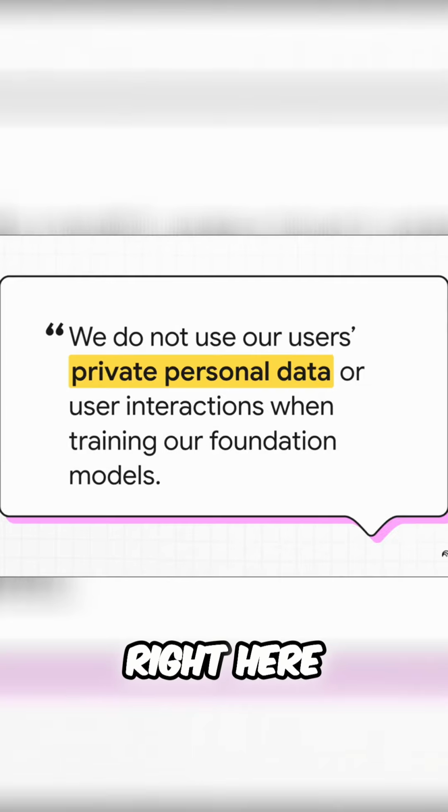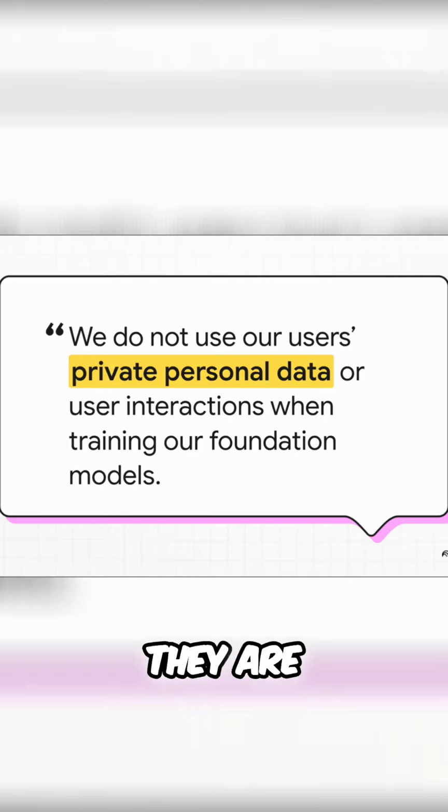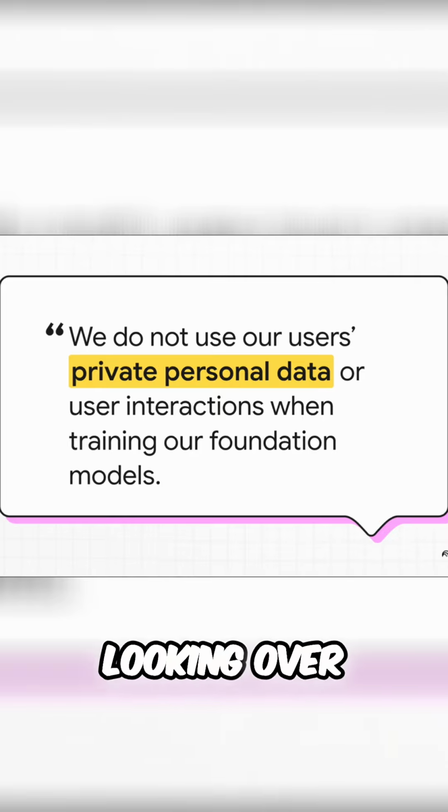And this, right here, is where they draw a line in the sand. The paper says it directly. There's no ambiguity. Your personal data, your private messages, your photos, none of it is used to train these foundational models. They are building this intelligence without looking over your shoulder.